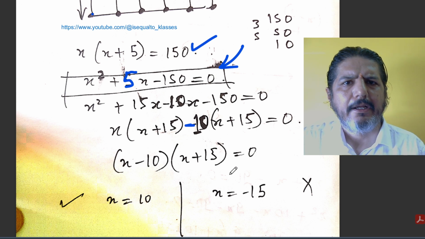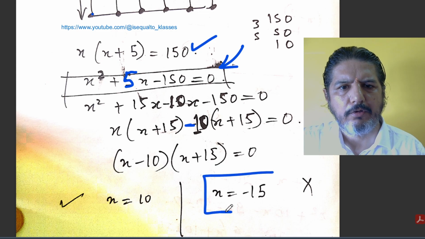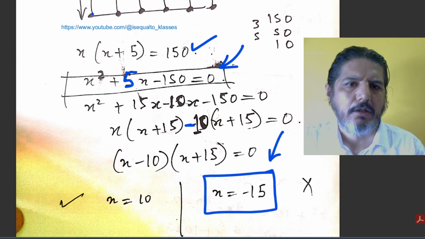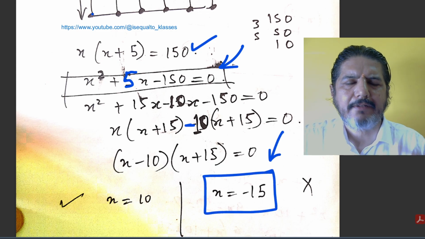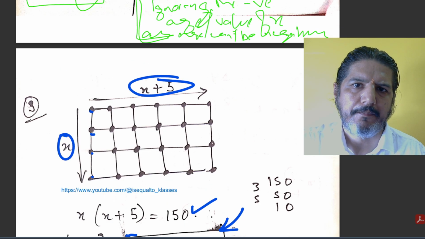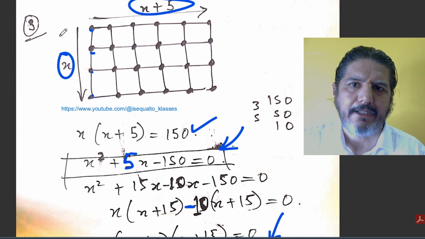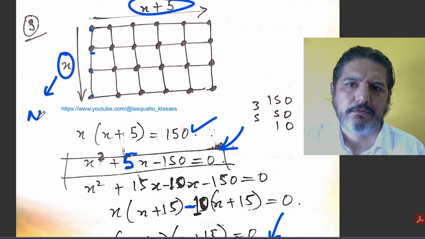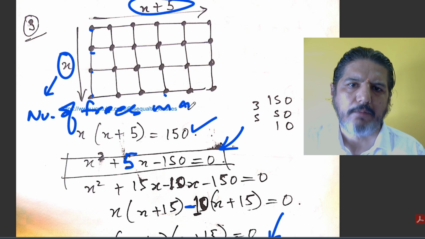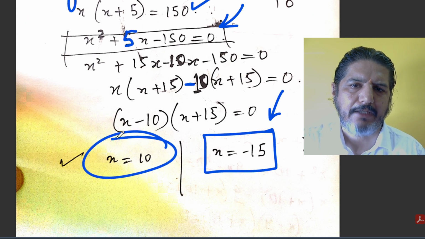Because it's a quadratic equation, you'll always have two values of x. Now look at x is equal to minus 15. So x can't be minus 15 because x is the number of trees in a column that you have assumed. Remember that x is the number of trees in a column. So it can't be negative. So you'll have to say that x is equal to 10.